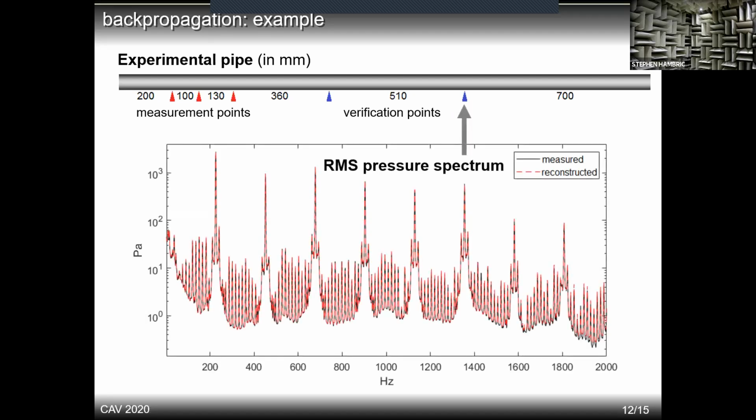The plot here shows the RMS spectra of dynamic pressure directly measured by the sensor 5. These are curves in black. And reconstructed from the sensors 1 to 3, which are away from this measurement point and which are marked in red. The matching is really impressive.